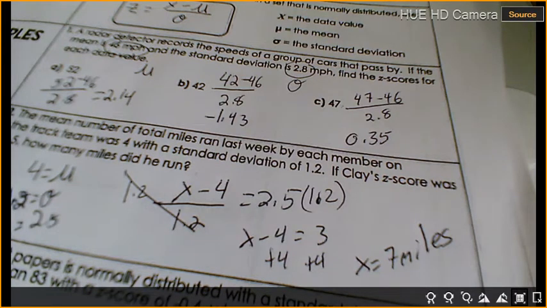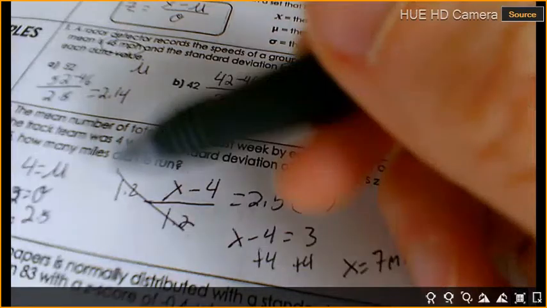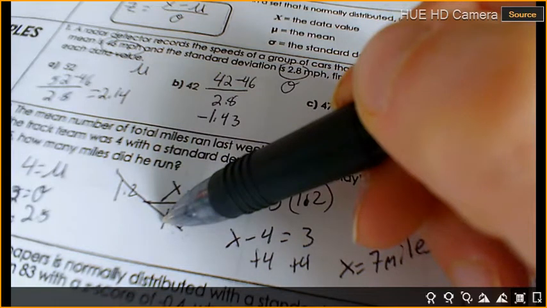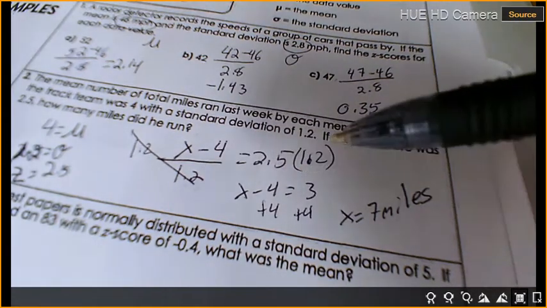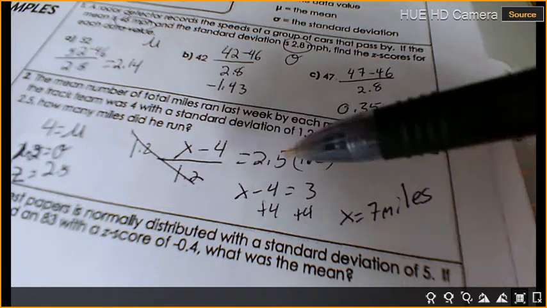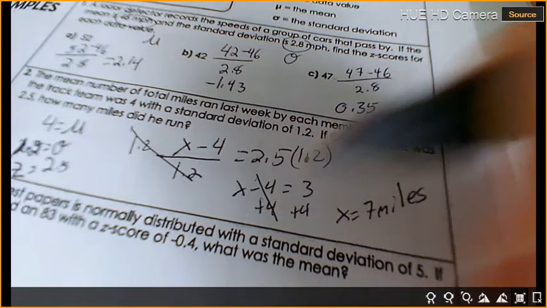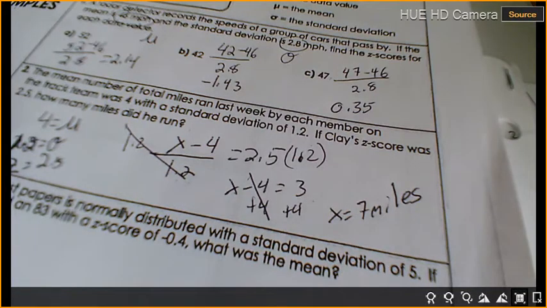Correct. And then they canceled because we got a 1.2 in the bottom. So 1.2 times x minus 4 divided by 1.2, those cancel out. And then I ended up with x minus 4 equals 3. And then I added 4 to both sides. This makes so much sense, doesn't it? Yep. These cancel. 2.5 times 1.2 is 3. And then I get x equals 7.